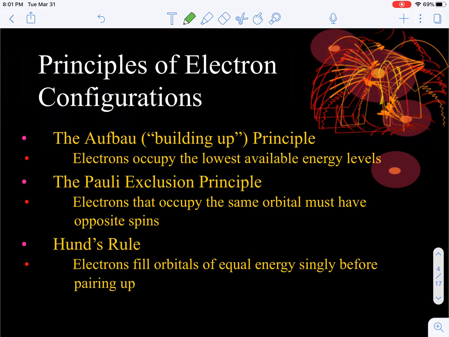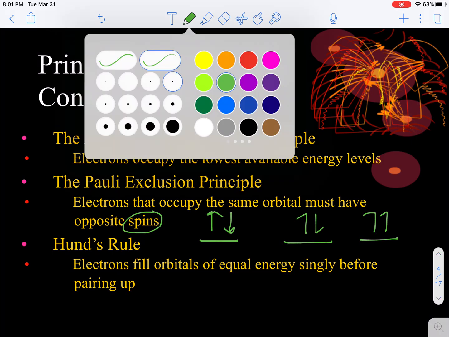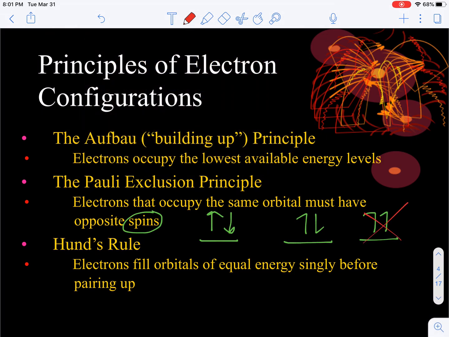The Pauli exclusion principle says that if you're in a given orbital, so if I drew an orbital like this, electrons have to have opposite spins. So that means that one electron is going to point up while the other points down. And the convention, so you can save time, is to draw half arrows. So there's one up, there's one down. You may not have this. That is no good, no dice.